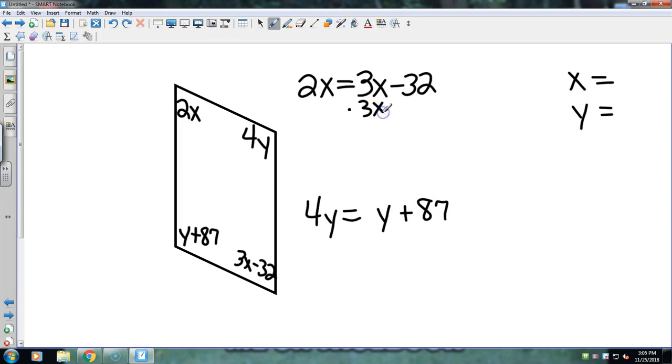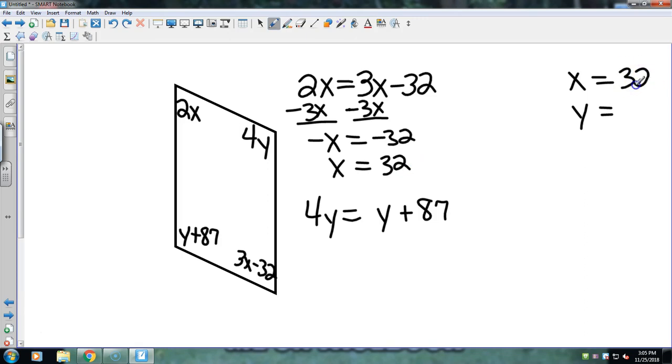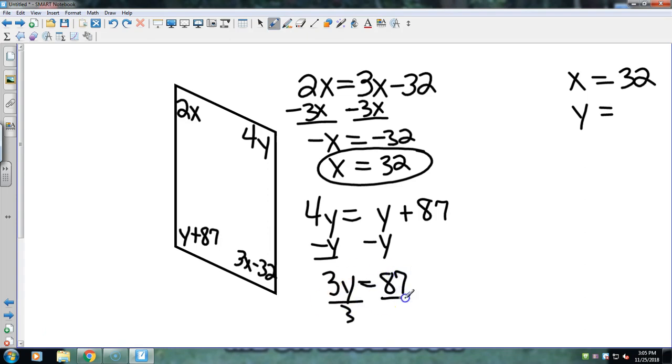Subtract 3x from both sides. That gives me negative x equals negative 32. If I multiply through by negative 1, that tells me x is 32. They might also ask you to put those back in and find the angles, but we're not going to do that in this case. And then in this one, we're going to subtract a y from both sides. That gives me 3y equal to 87. Divide both sides by 3. And that appears to be 29. So y equals 29.